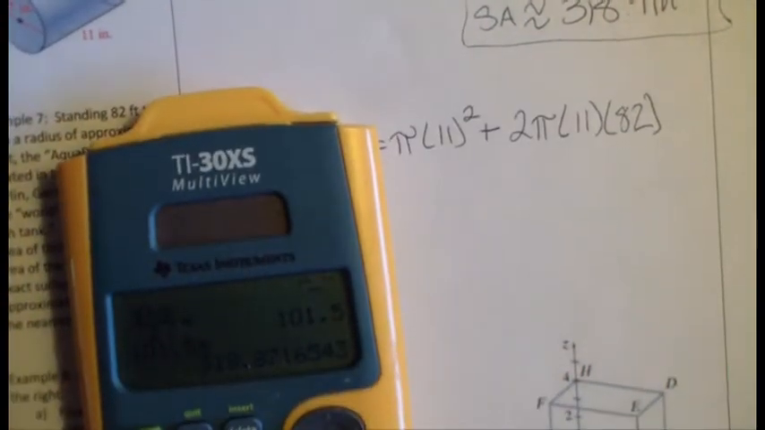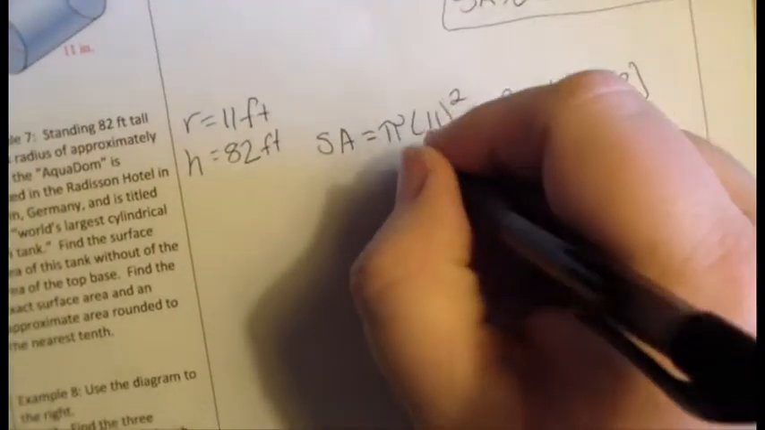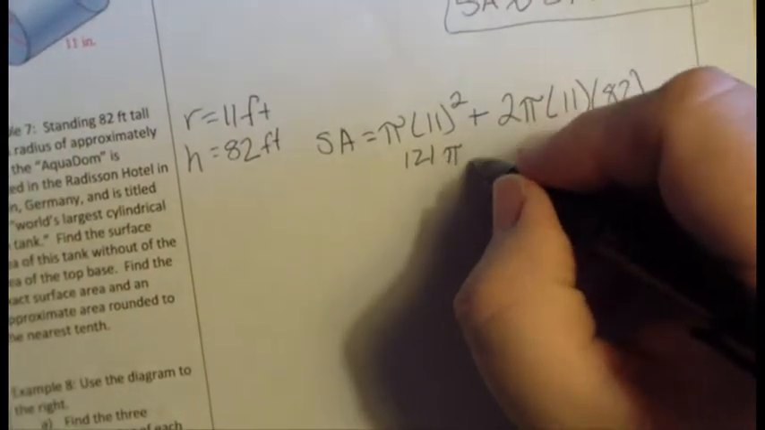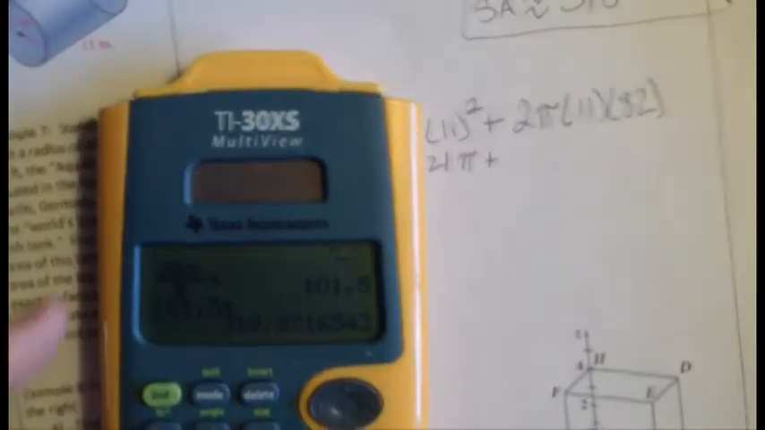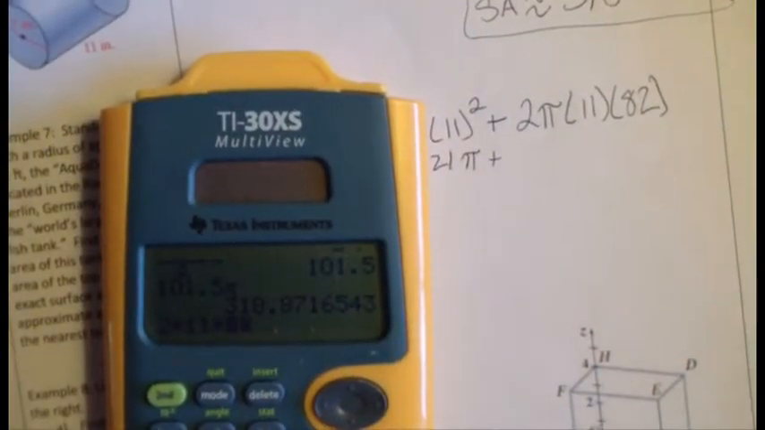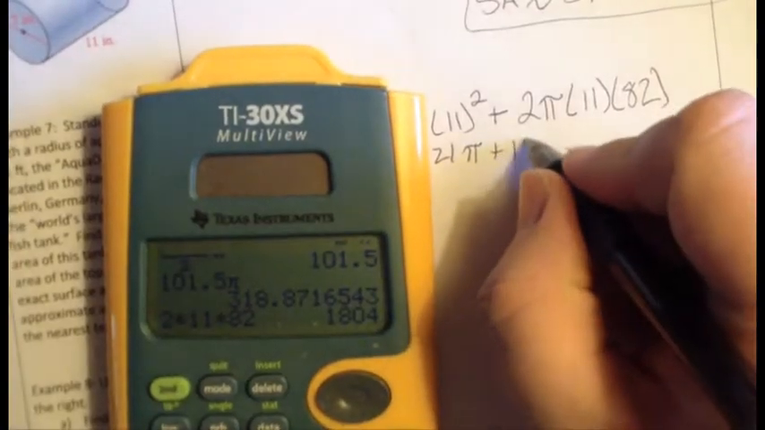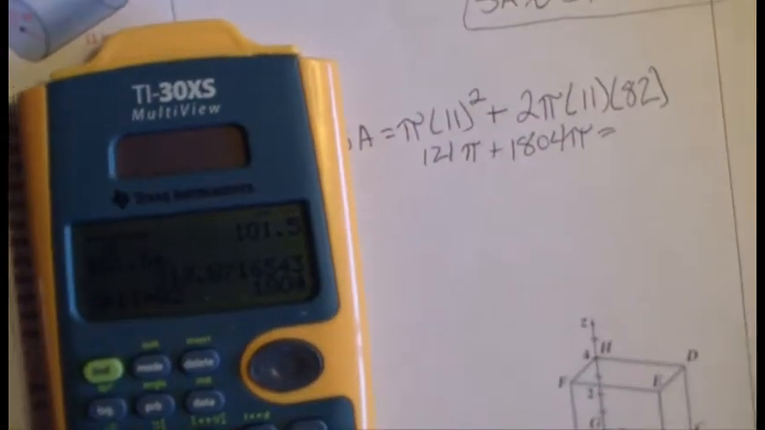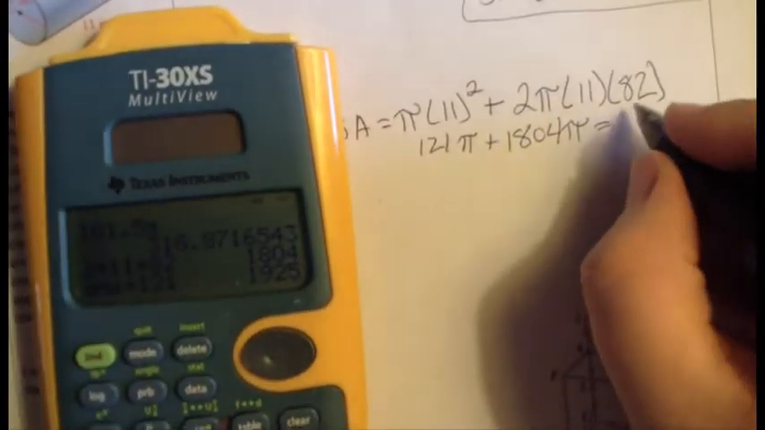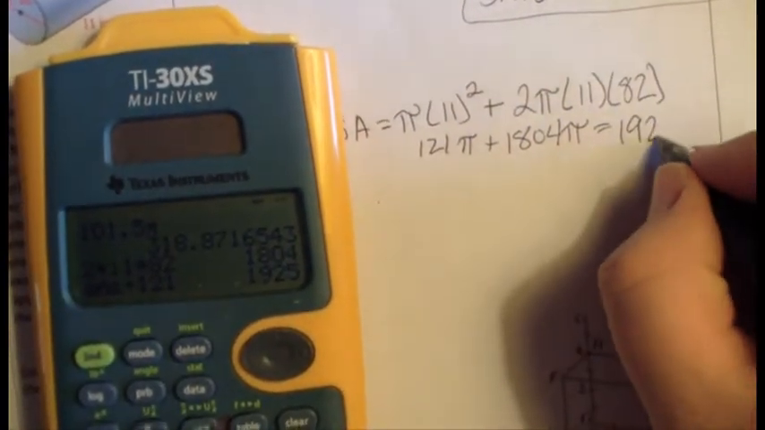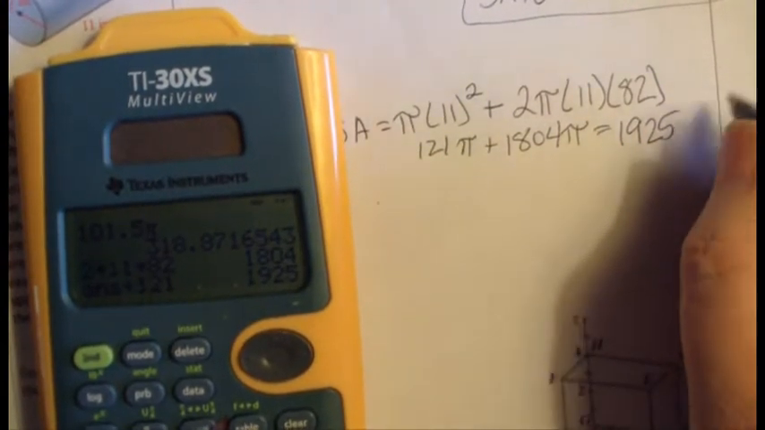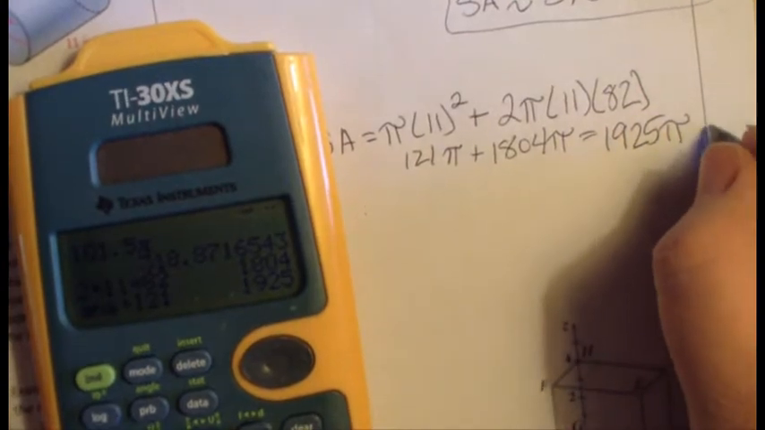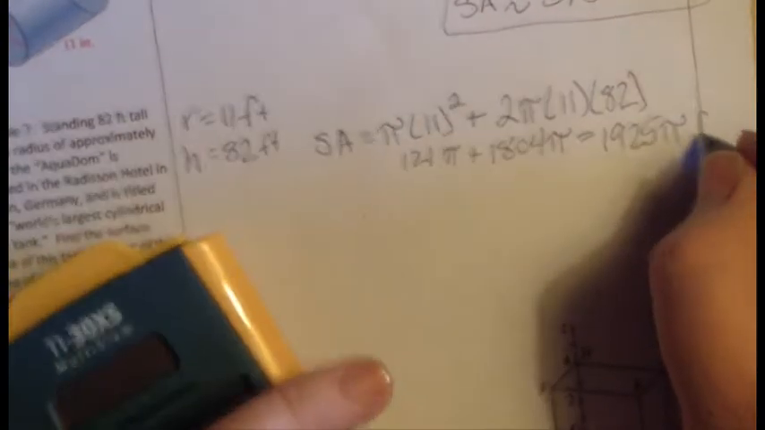So 11 squared is 121, so 121 pi plus, let's see, 2 times 11 times 82 is 1804 pi. So add those together, and our surface area, exact solution, is 1,925 pi, and that's feet squared.